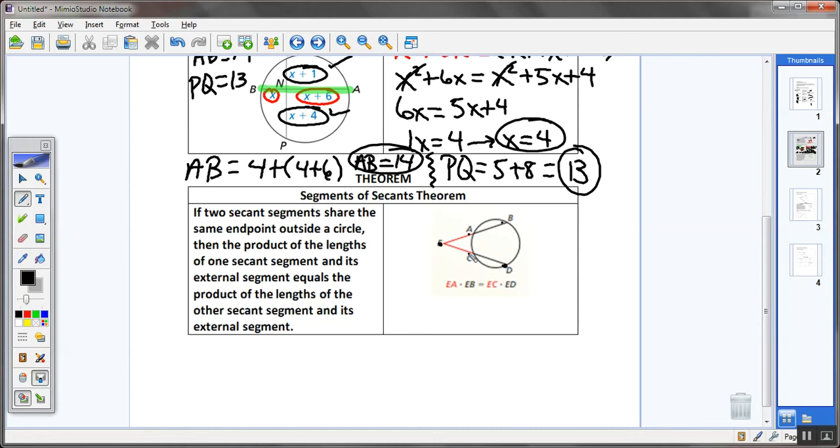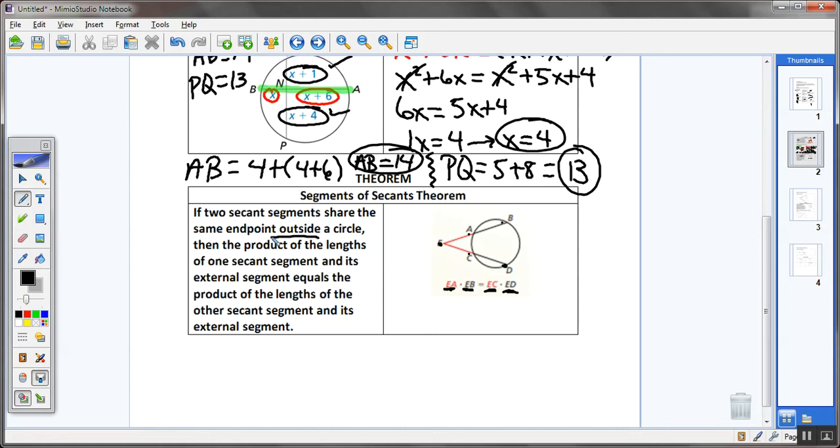Okay, secant segment says this. If you look at EA right here in red, and then times that by the whole segment EB, that's equal to EC in red times that whole length of that secant segment, ED. So I'll read this real quickly. If two secant segments share the same endpoint outside a circle, and again, the key word is outside, then the product of the lengths of one secant segment and its external segment equals the product of the lengths of the other secant segment and its external segment.